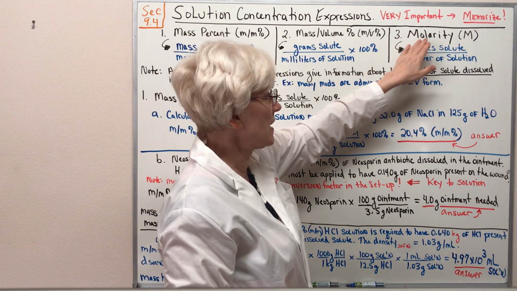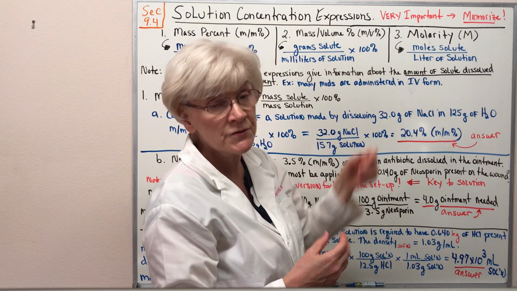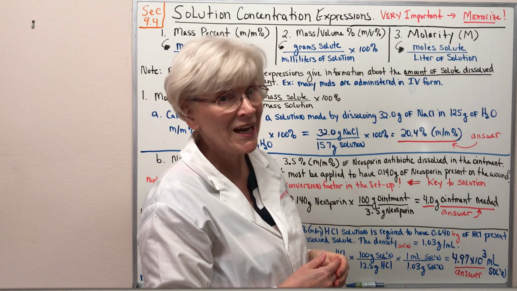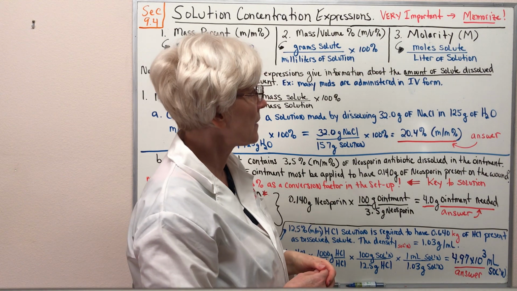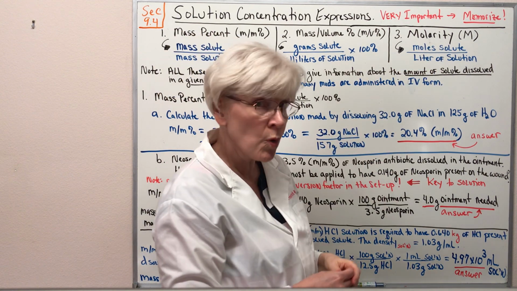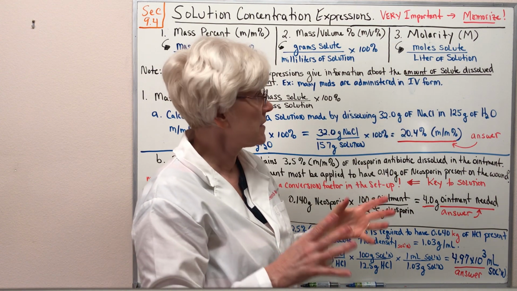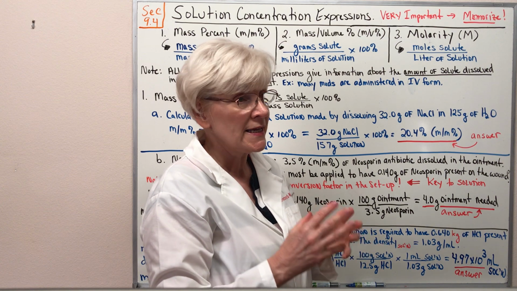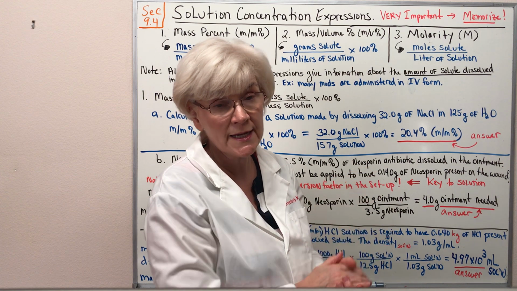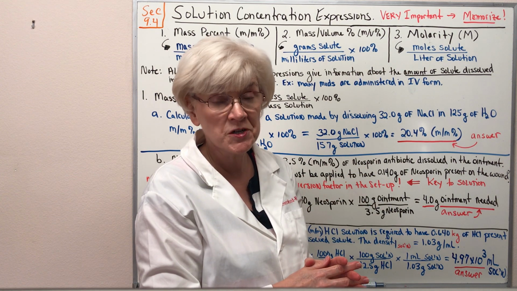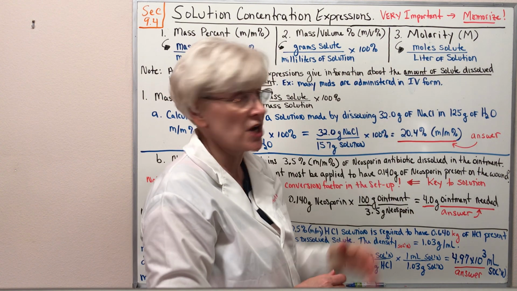And the third concentration expression that chemists are very familiar and comfortable using is known as molarity. Molarity, symbolized with a capital M, is defined as moles of solute divided by liter of solution. And of course, chemists are very interested in anything attached to mole amounts because that can take us right into a stoichiometry calculation, for instance. And we'll illustrate that concept later in this chapter.